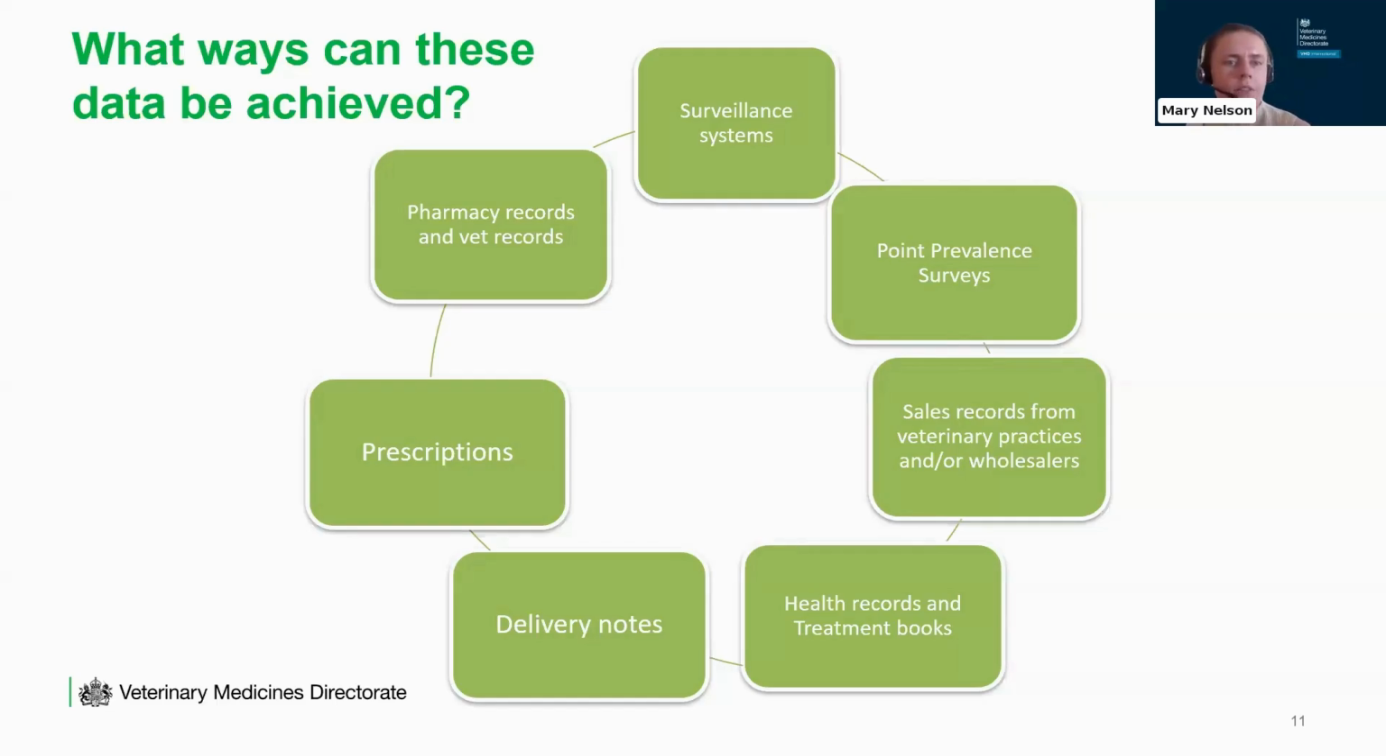Ways that we can collect that sales data, so at the beginning of the diagram, is potentially from vet practices or wholesalers, or import data that we collect. And then for the use data, we can look at points like health records, treatment books, delivery notes, invoices, and pharmacy records and vet records as well. And then I've obviously got here point prevalence survey. So we'll just go into this on the next slide.